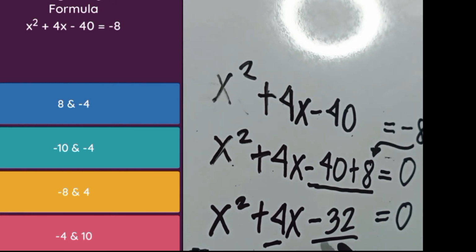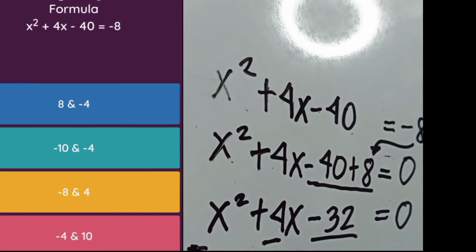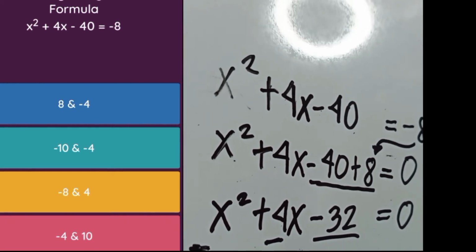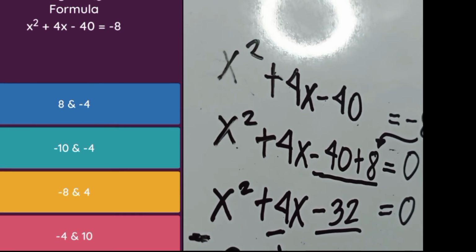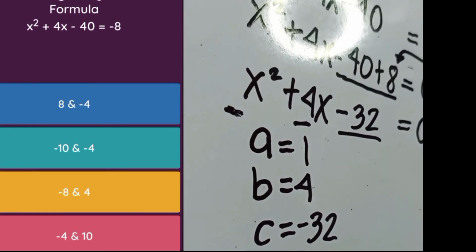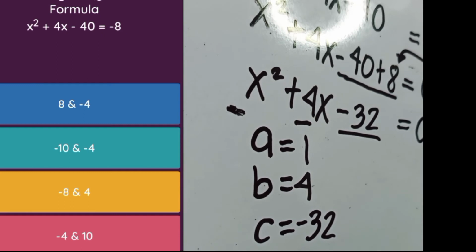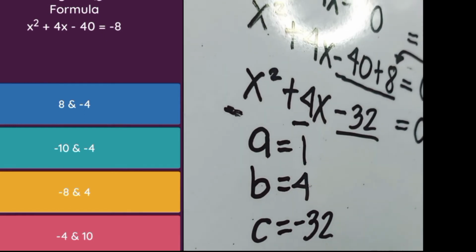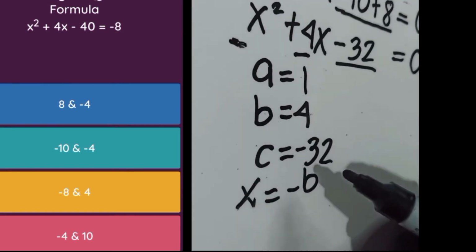So this time, let's get the values of a, b, c. Let's write them down so that we can substitute them later into our quadratic formula. So there we have it: a equals 1, b equals 4, and c equals negative 32.